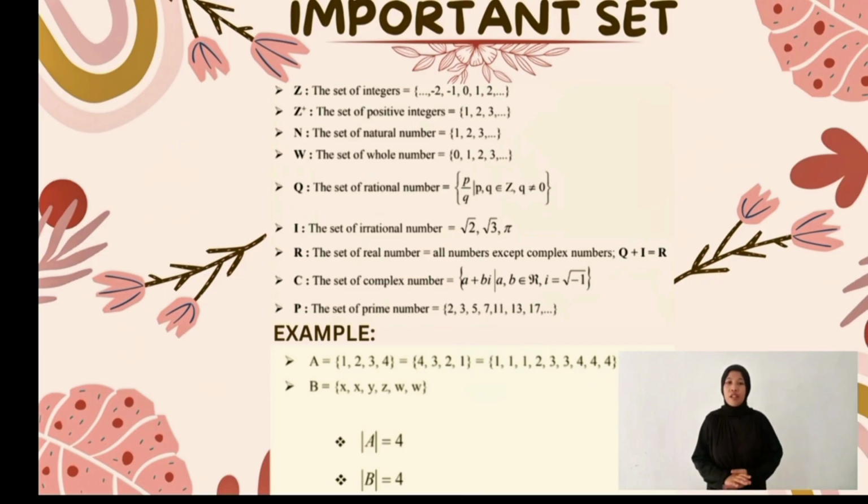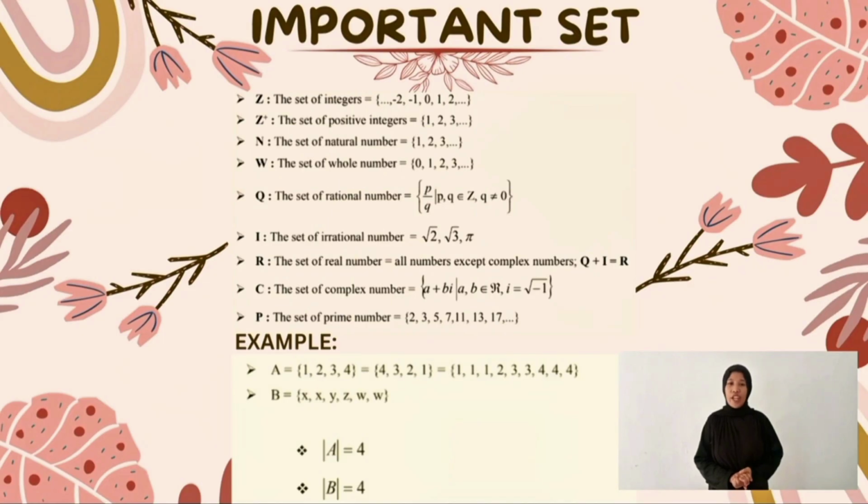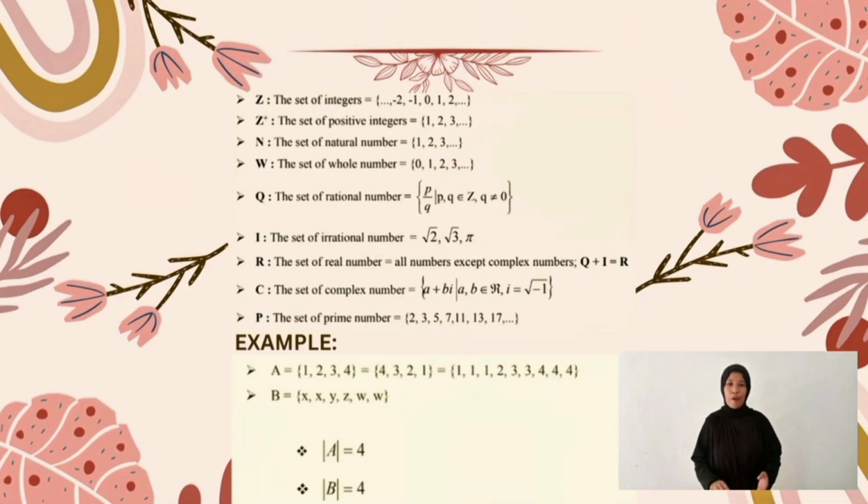The example below shows that a set only contains distinct elements, so repeated numbers are counted only once. Therefore, set A has 4 elements and set B also has 4 elements. This is written as the cardinality of A equals 4 and the cardinality of B equals 4.